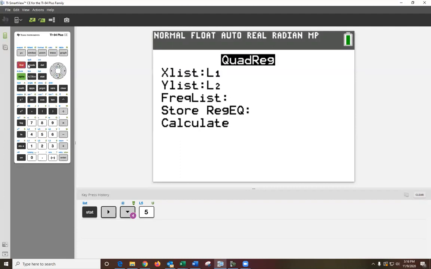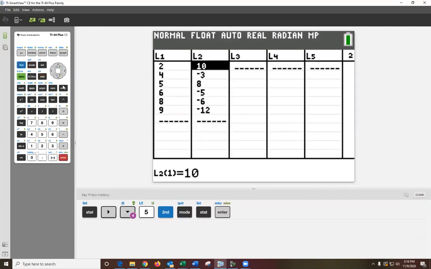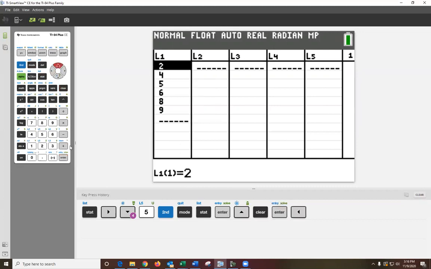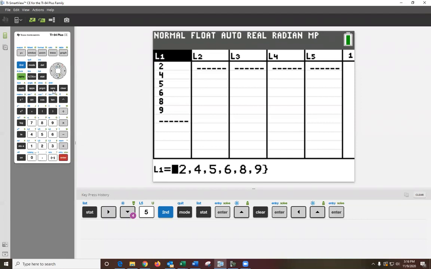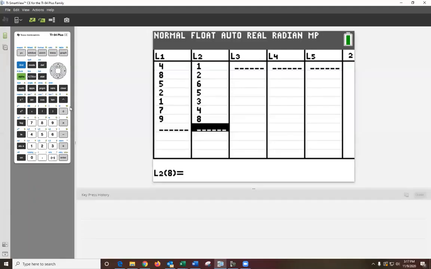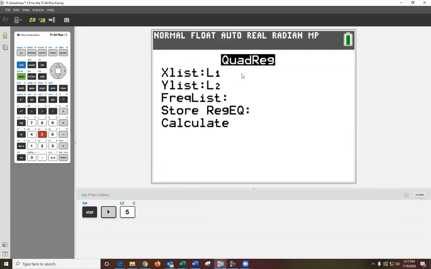But of course, first I'm going to need to go to stat, enter, and put in some data. I'm going to put in some new data. Let's see. Did I hit the clear button? I guess not. Okay. And I've got some data. How cool is that? So I'll go to stat, right, 5 for quadratic regression.